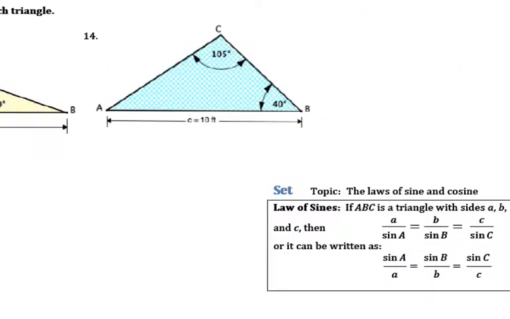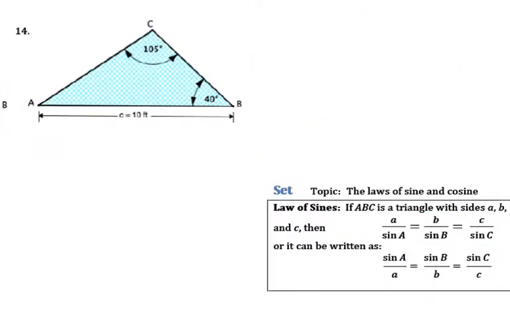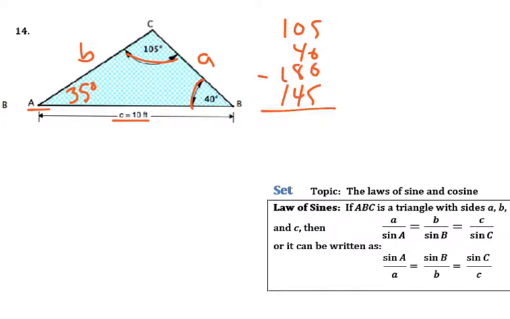Okay, scoot this over, clear some space. So now number 14, same idea. We've got angle C, we've got side c, we've got B, little a, big A. I can find big A, it's actually 35 degrees again, because 105 plus 40 is 145. Subtract from 180 is 35. So the first step, if you have two angles, find that third angle.